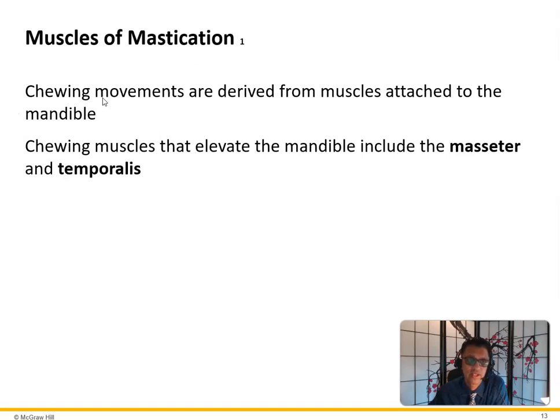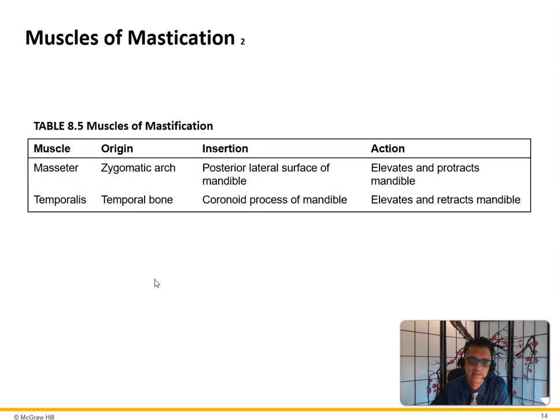Muscles of mastication. Chewing movements are derived from muscles attached to the mandible. Remember the mandible right here? Chewing muscles that elevate the mandible include the masseter and the temporalis. Temporalis is here. So as I move the jaw out and up, those are responsible for that.